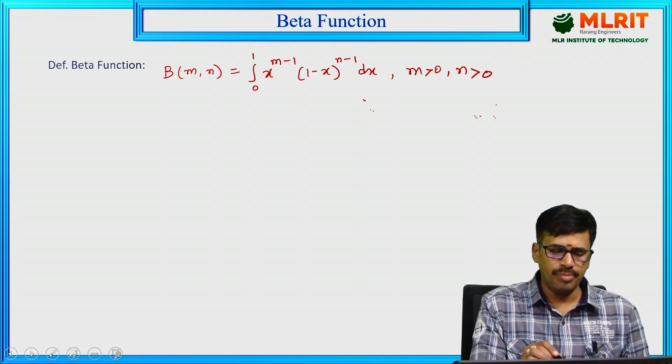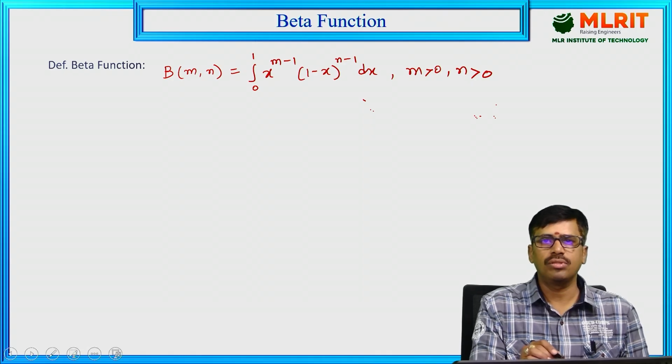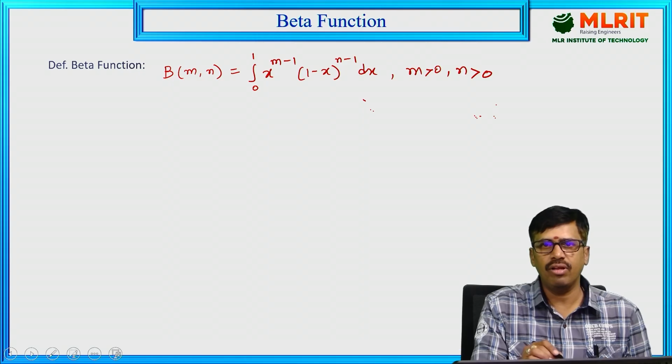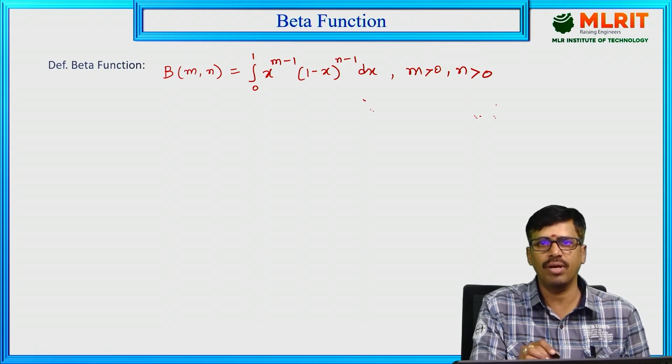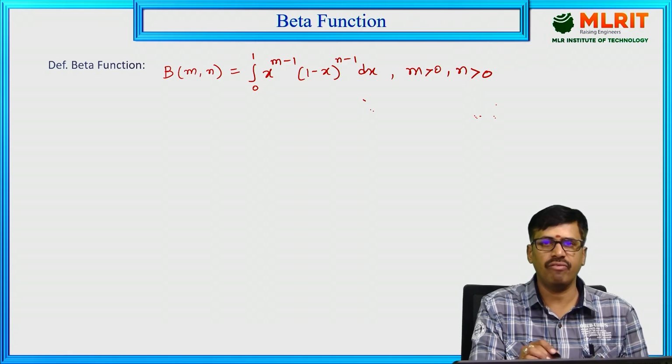So, this is a special function. The problems which we can do at intermediate level, if any of the problem cannot be solved using those formulas, then we use this special function called beta function.